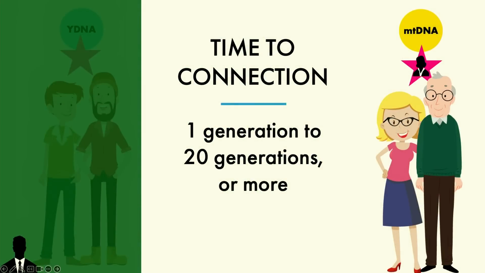But it looks different for mitochondrial DNA than it does for Y DNA. Because even if you match someone exactly on the mitochondrial DNA, it doesn't mean you're closely related. So for mitochondrial DNA, the time to connecting with another DNA match could be 1 to 20 generations. So I don't know about you. Maybe some of you have done a lot more genealogy than me, but I don't have 20 generations of genealogy.